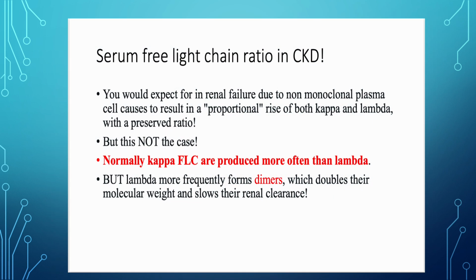Now, what would happen to the serum free light chain ratios in CKD? You would expect that in renal failure, due to a non-monoclonal plasma cell cause, it results in a proportional rise of both kappa and lambda with a preserved ratio because they're not getting cleared from the kidney, but that's not actually the case. Normally, the kappa free light chains are produced more often than lambda. But the structure of lambda is that it is heavier. It forms dimers, so it actually doubles the molecular weight and slows their renal clearance as well.